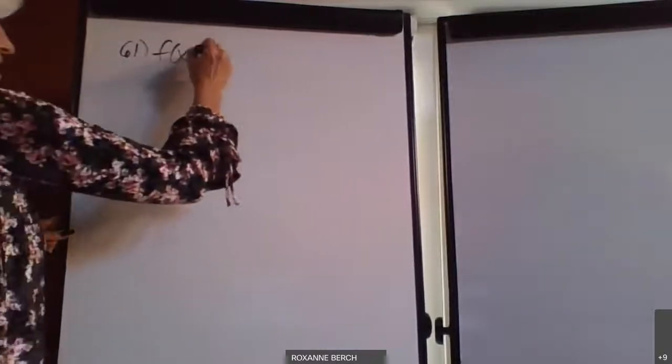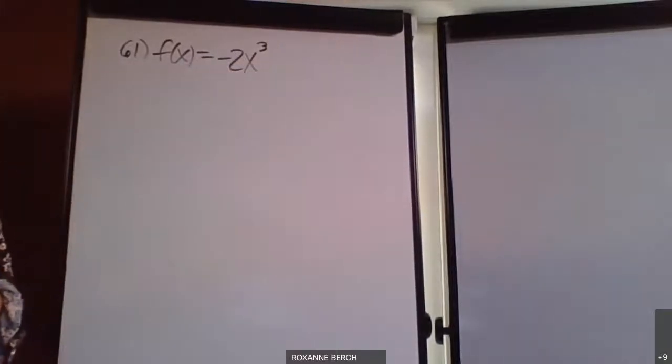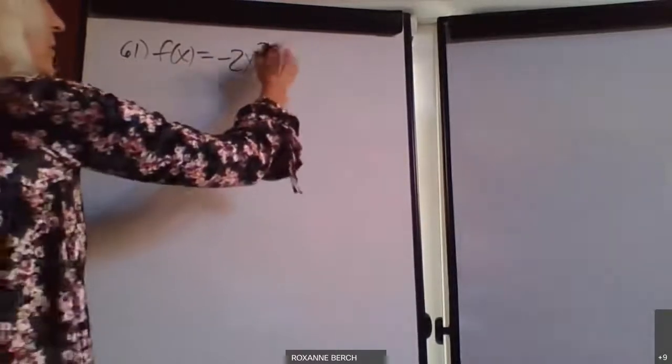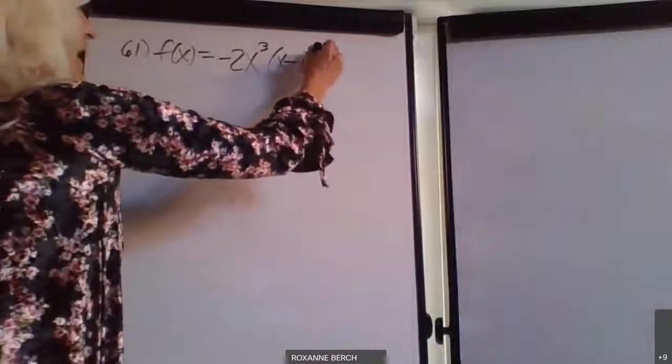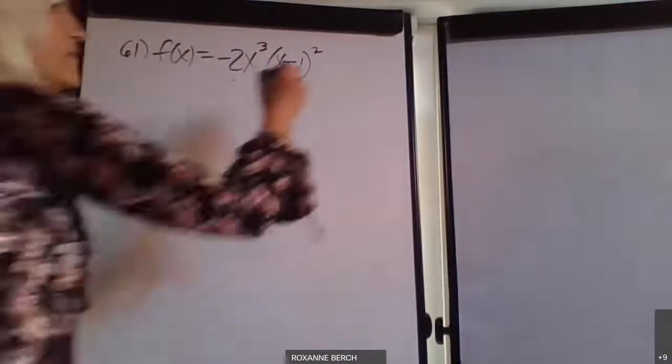What do you have there? F of x equals negative 2x cubed times x minus 1 quantity squared times x plus 5. Oh, it's already factored. That's cool.